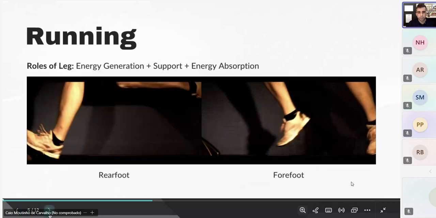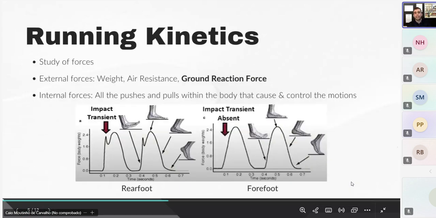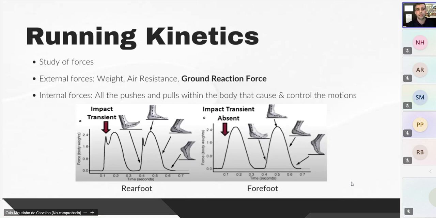Okay. So basically, running kinetics is the study of the forces that we're going to do. We're considering the weight, the air resistance, and mainly the ground reaction force. That's the one that we're going to focus on again, as we did yesterday, but now with a little bit more focus on running. Okay, and also there are the internal forces, which we're going to talk about a lot today.